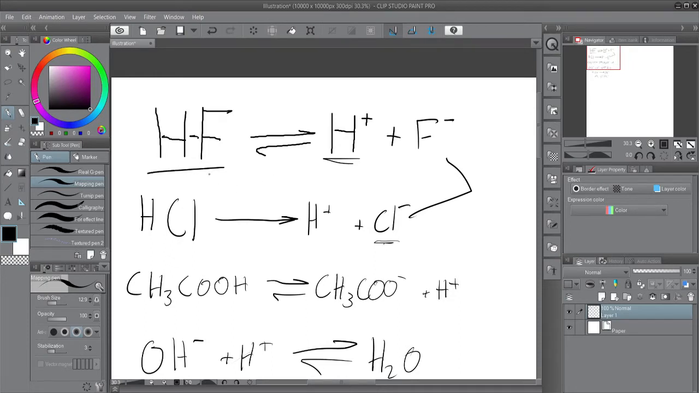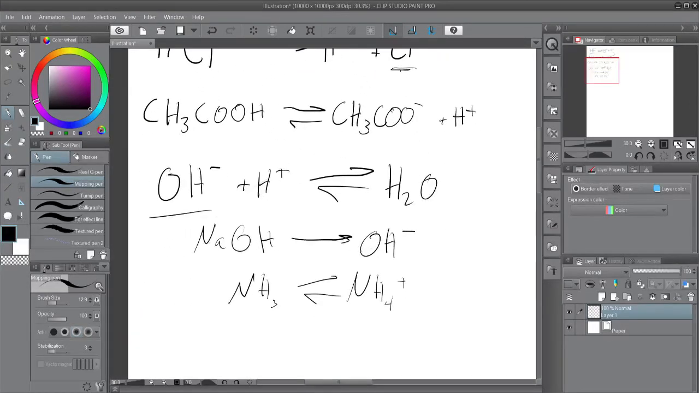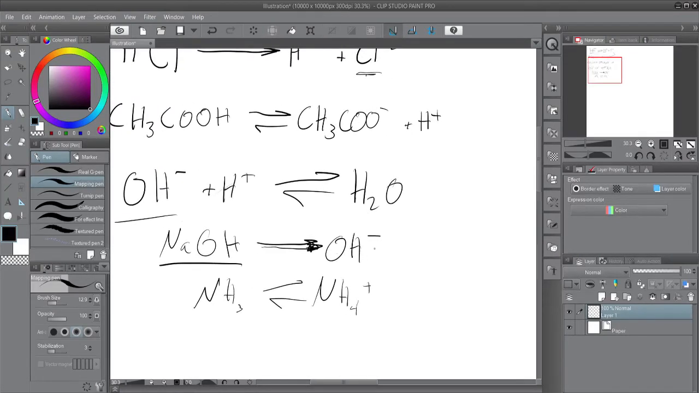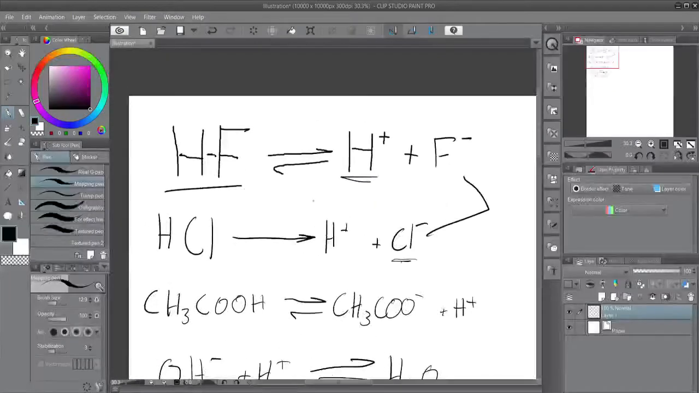If HF were to yield a strong base, let's come down here to the reaction of NaOH dissociation to OH minus, right? We know that a strong base completely dissociates into OH minus and does not go in the reverse direction. If we applied that same logic to the conjugate base of a weak acid, that would mean that this reaction goes only exclusively to the left.